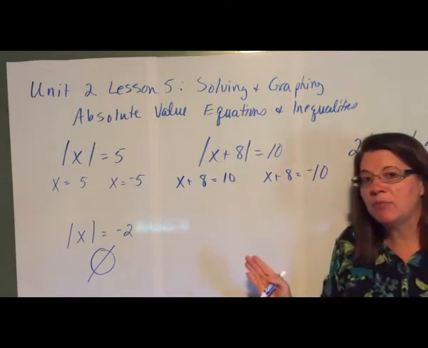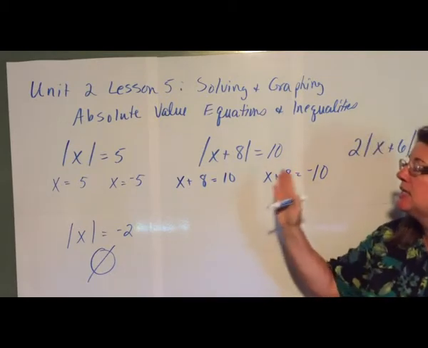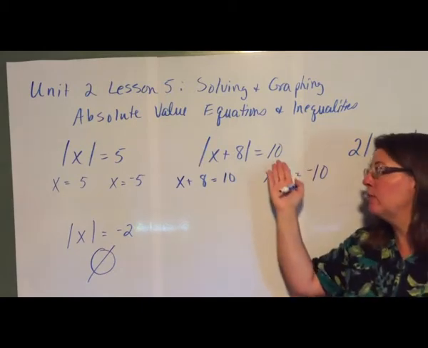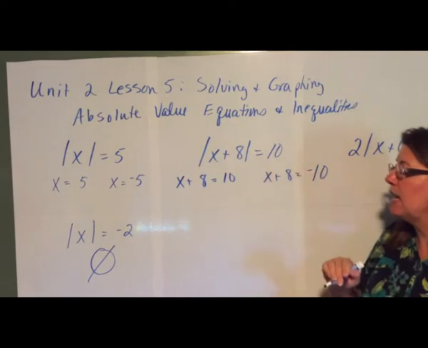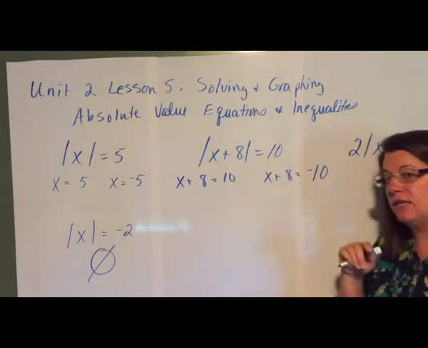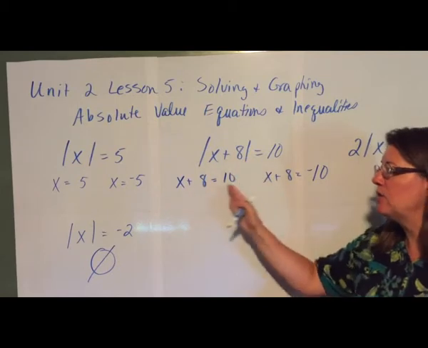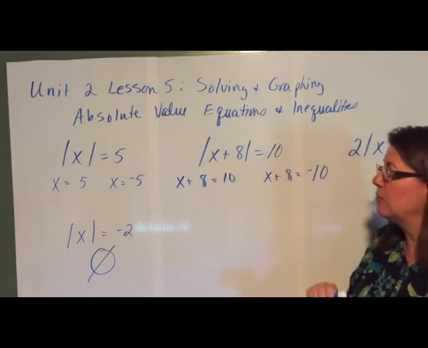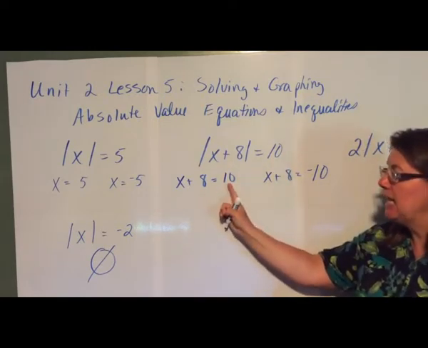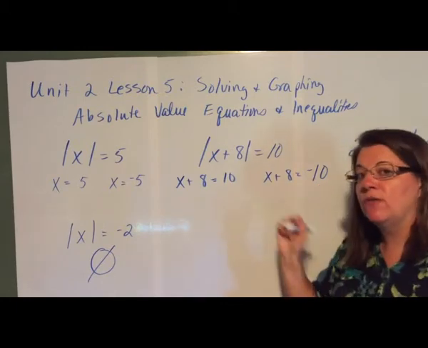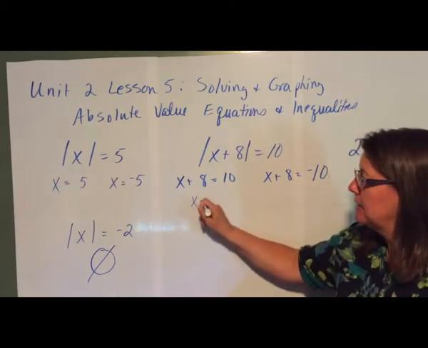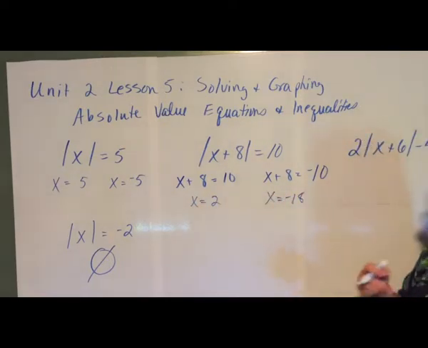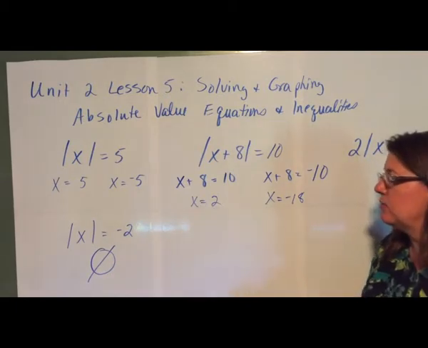So anytime we have an absolute value equation, we will set the absolute value equal to the positive of the number on the right, or the number that's by itself, and we will set the absolute value equal to the opposite of that. When we set up the two separate equations, we will drop the absolute value symbols because we've taken care of the absolute value when we set it equal to the 10 and its opposite. And then we just solve the equation. So I'm going to subtract 8 here. And so the two answers are x equals 2 and x equals negative 18.